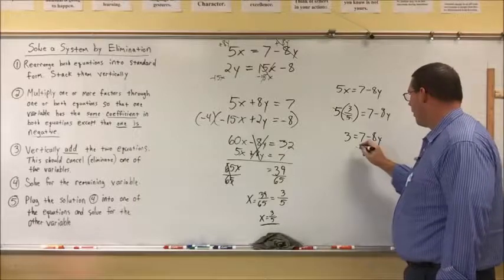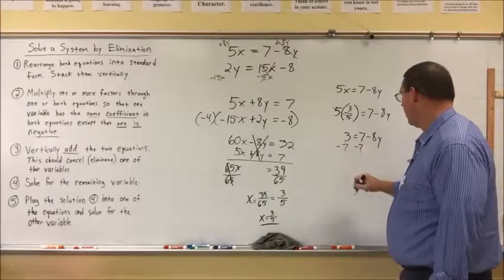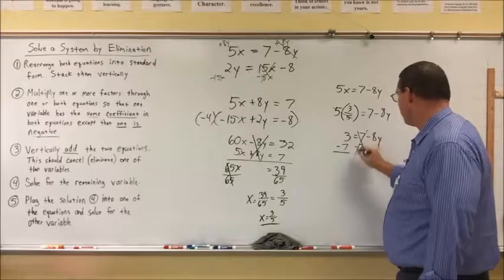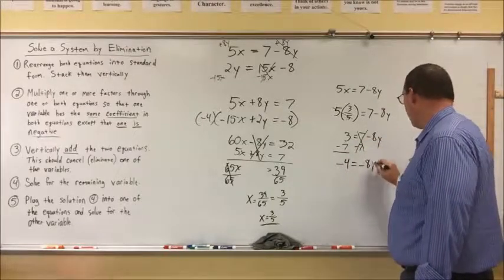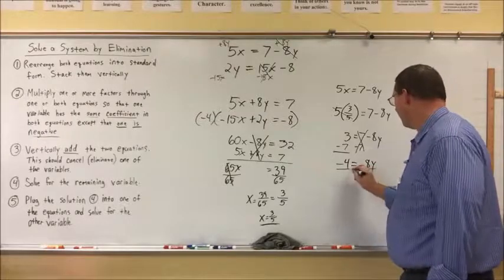Now I'm going to subtract 7 from both sides. And I get 3 minus, this cancels. 3 minus 7 is negative 4 equals negative 8y. Now I'm going to divide both sides by negative 8.